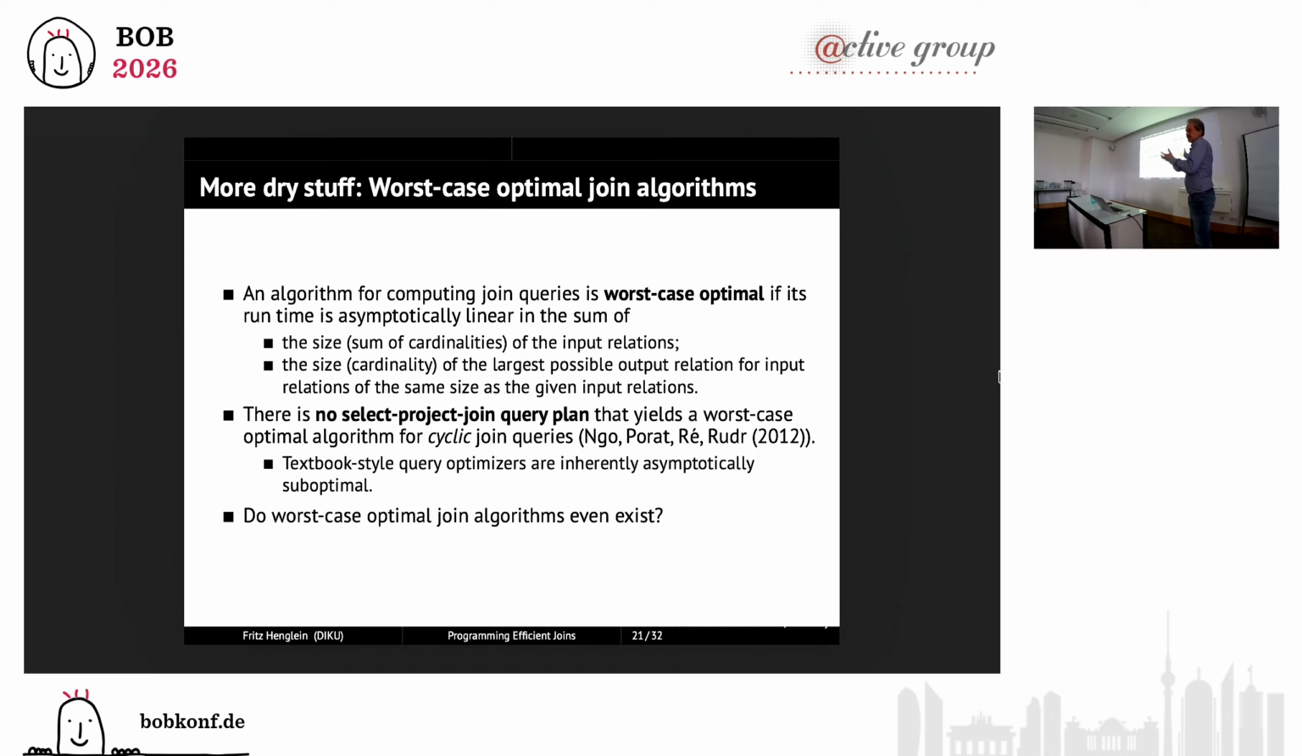Okay, so a big question until about 2012: do worst case optimal algorithms even exist? Because it turns out it can be shown that no select project join query plan, the one I alluded to, can generate a worst case optimal algorithm, okay? So if it even exists, it has to be generated differently than by our textbook knowledge of query optimization.